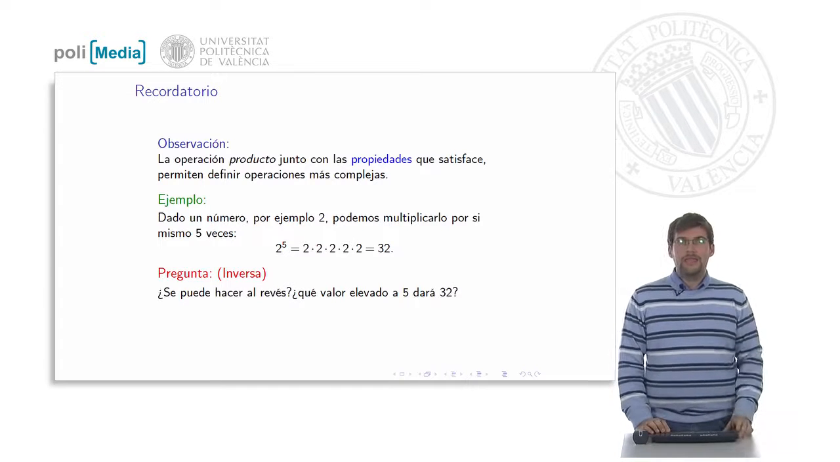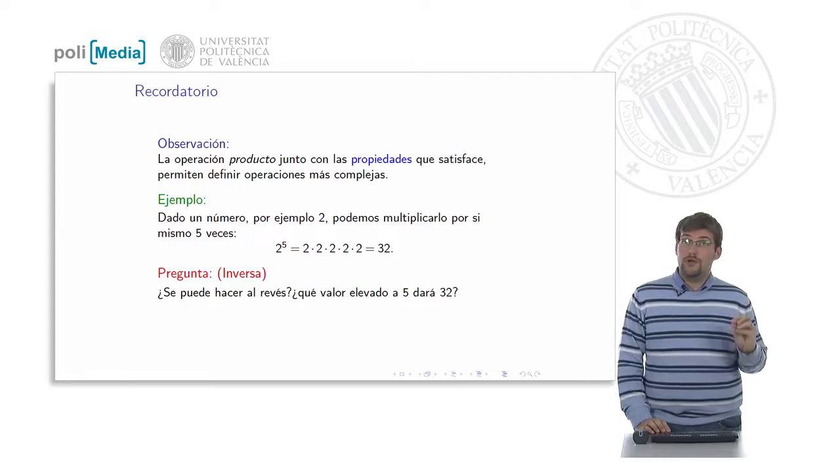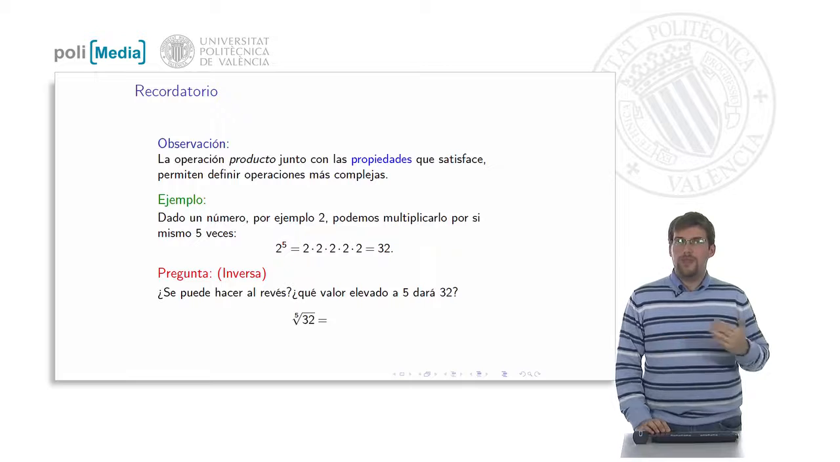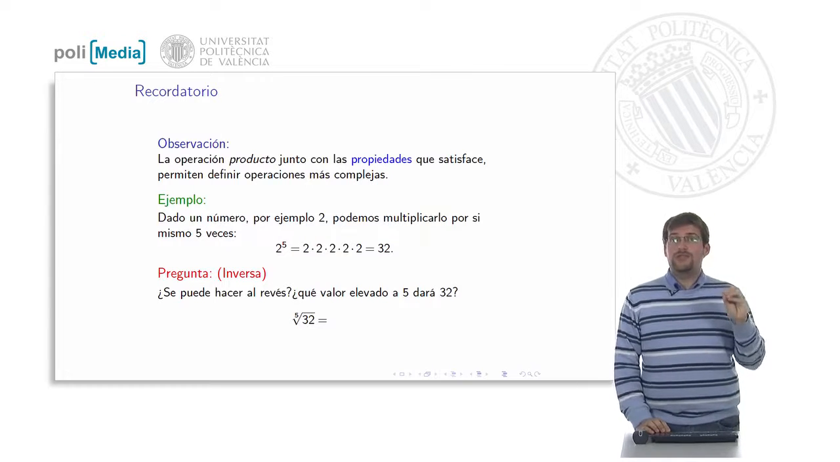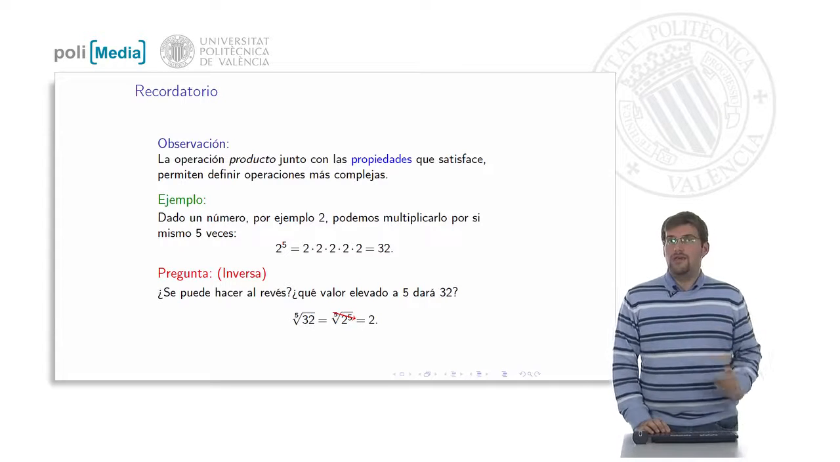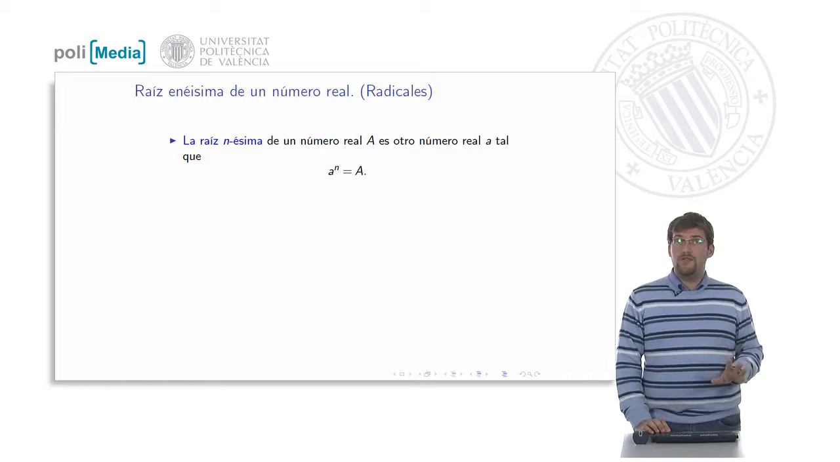In this unit we are going to focus on the inverse question, which is whether we can do it the other way around. Given 5 and 32, we ask ourselves which number would have to be raised to 5 to give 32. That is the concept of the fifth root of 32. We know it is 2. The fifth root of 2 raised to 5: the fifth root and the fifth power go away and only 2 remains. That is, 2 is the number that raised to 5 gives 32. Well, that is simply the definition of the nth root.